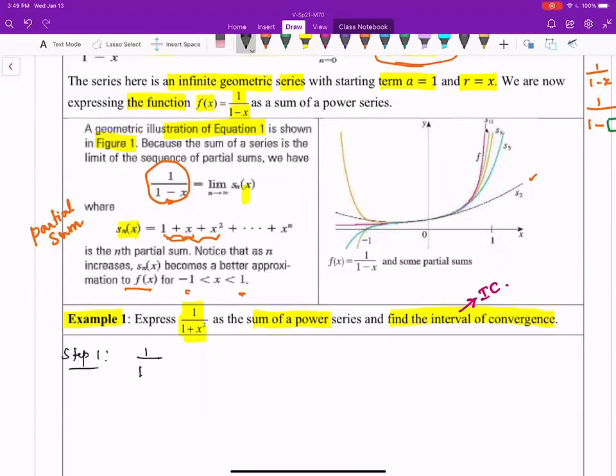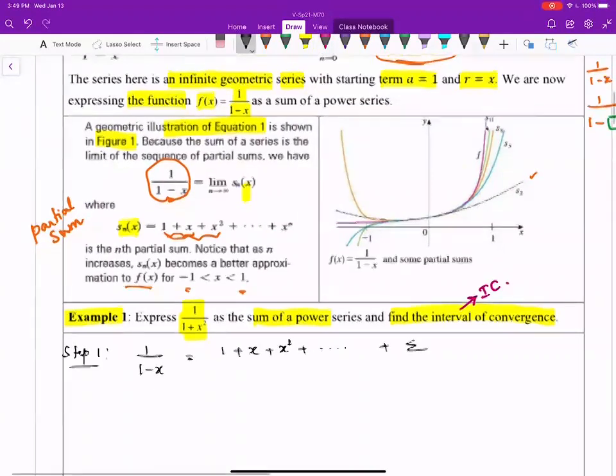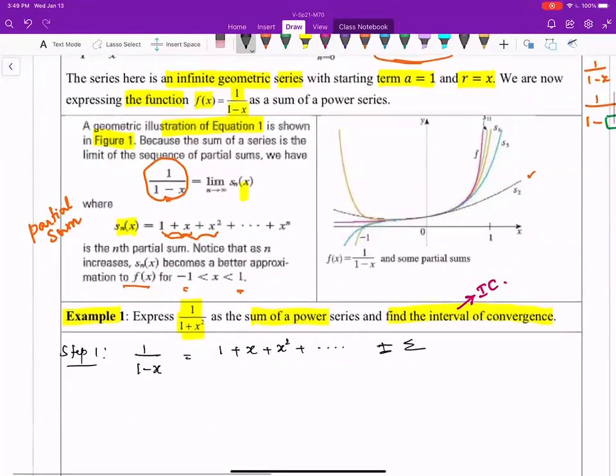Before that, just rewrite what we learned now. 1 over 1 minus x is 1 plus x plus x squared, etc., which in short can be written in the sigma notation as sigma x to the power n.